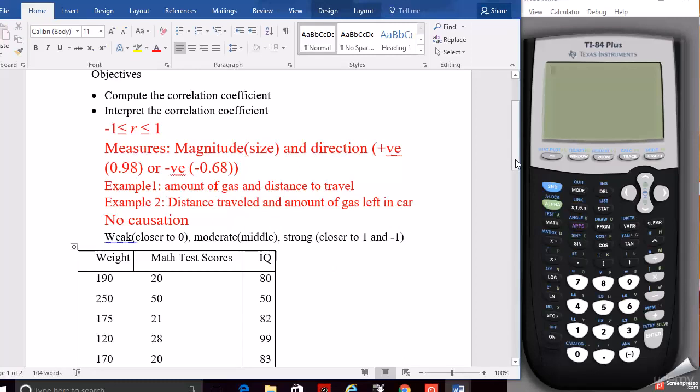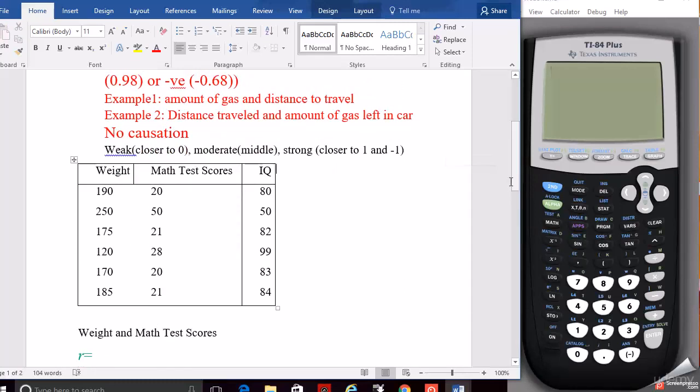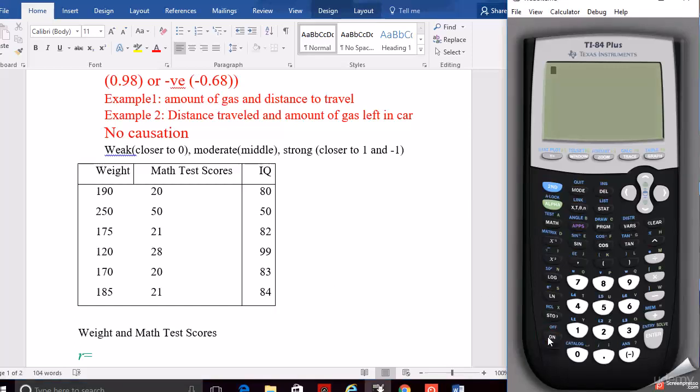So we are going to go straight to our TI-84 Plus and compute the correlation coefficient values for two of the variables, two at a time. First we're going to find the relationship between weight and math test scores. Weight we're going to enter in L1 and math test scores in L2. Of course, IQ will be in L3. So I am going to turn my calculator on. The first thing I will do, so that we can see the correlation coefficient values, is to go to catalog and turn diagnostic on.